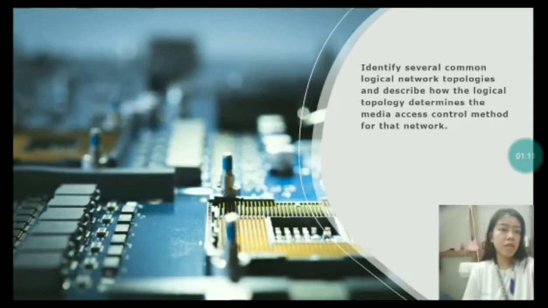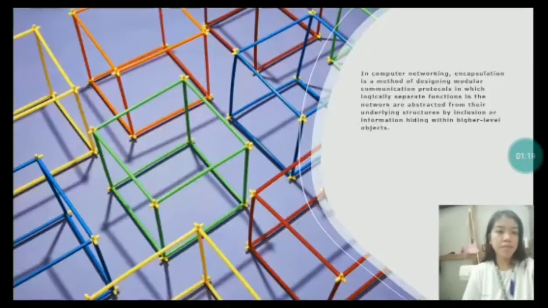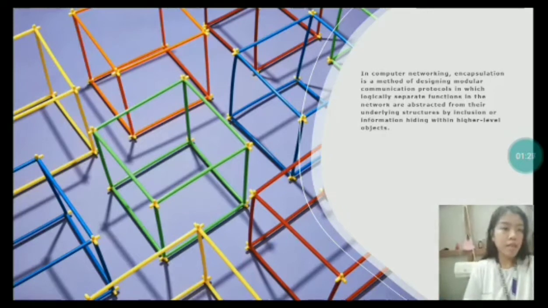It identifies several common logical network topologies to describe how the logical topology determines the media access control method for that network. So, in computer networking, encapsulation is a method of designing modular communication protocols in which logically separate functions in a network are abstracted from their underlying structures by inclusion or information hiding within higher level objects.